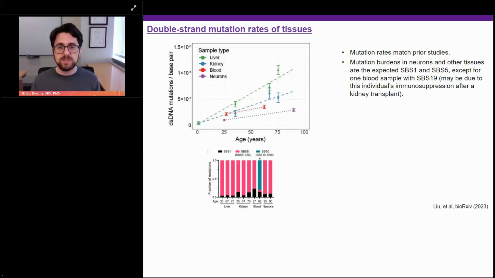with age in double-strand DNA mutations. This is expected, and I showed you that data before from other studies. It's also interesting to see in our data that liver has a higher mutation rate than other tissues, especially relative to the brain or neurons from the brain. We're also able to see the different mutation patterns, the two signatures, signature 1 and 5 that I mentioned before, with one outlier sample of an individual with specific kidney immunosuppression due to a transplant.